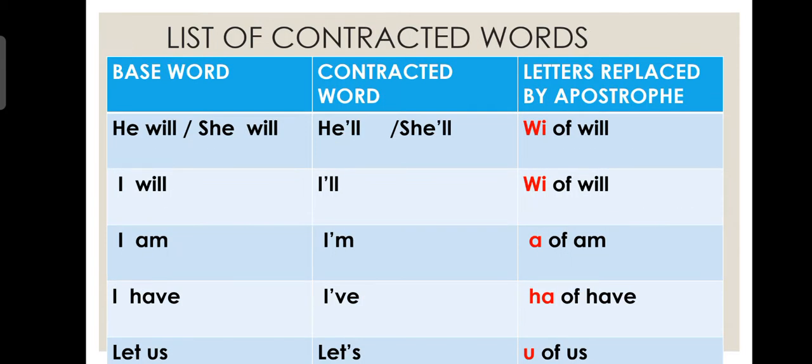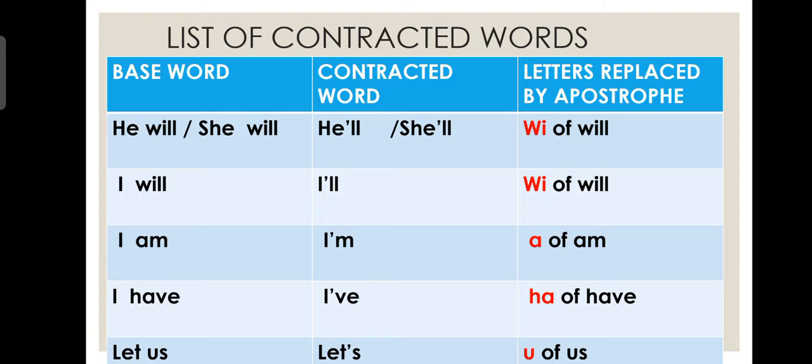Okay. So next is a list of some more contracted words: base word, contracted word, and letters replaced by the apostrophe. The first word is he will or she will. So how do we write? He'll, she'll. He remains as it is. From will, we have removed WI, and WI is replaced by the apostrophe.